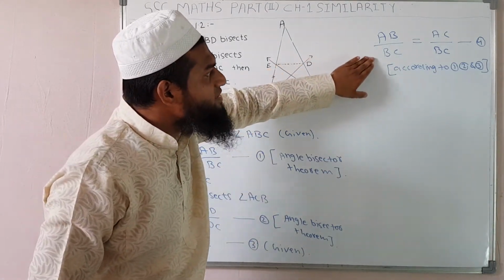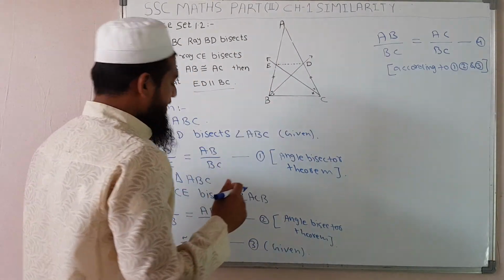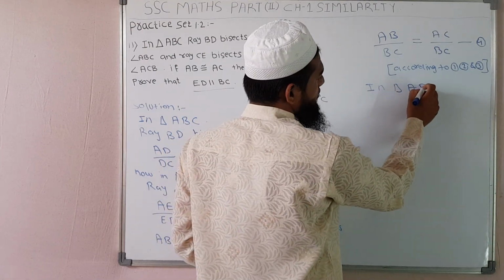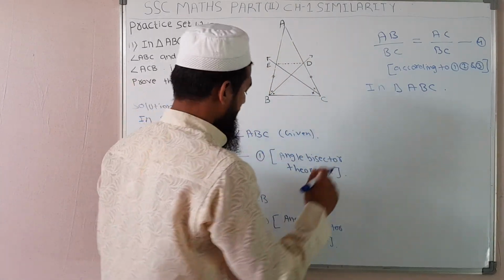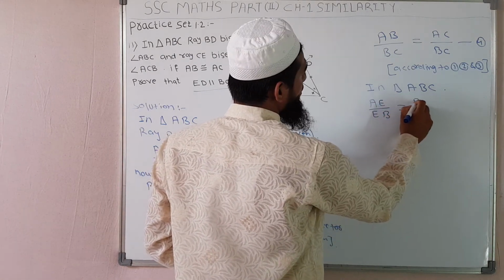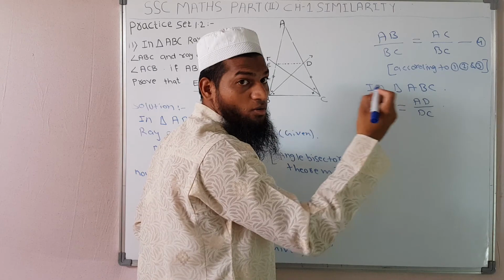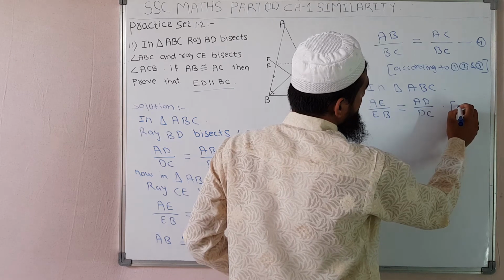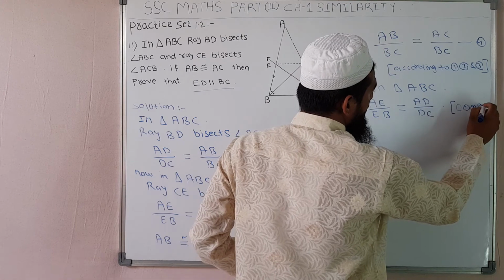If AD upon DC is equals to AC upon BC, then what can we write here? We can write that now in triangle ABC, AE upon EB is equals to AD upon DC. What is the reason? According to 1, 2, 3 and 4.